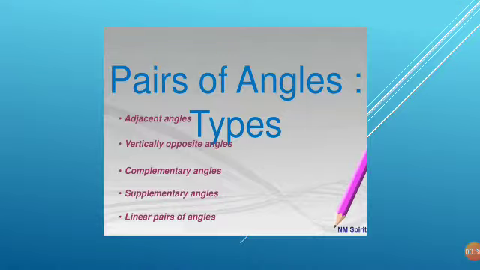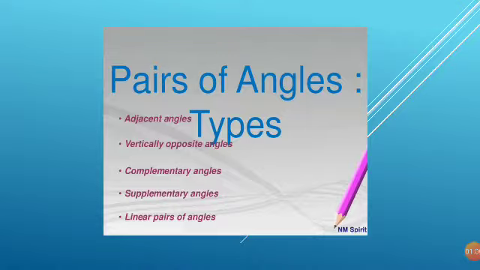Next is the obtuse angle: above 90 degrees, an angle that lies between 90 degrees and 180 degrees is called an obtuse angle. A right angle means exactly 90 degrees.